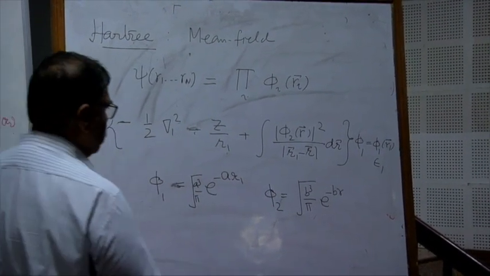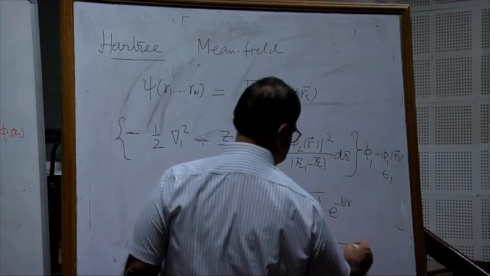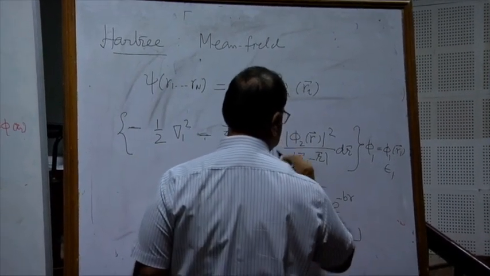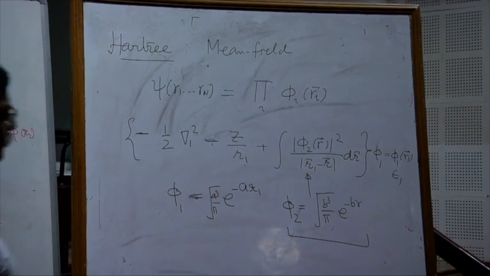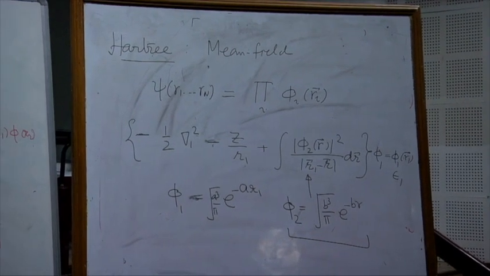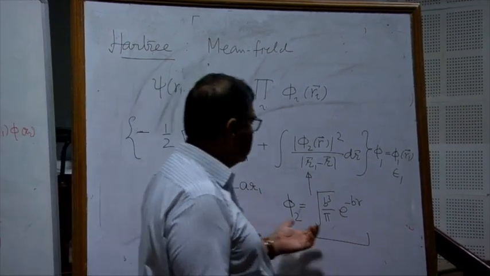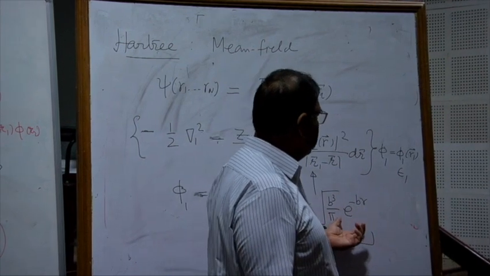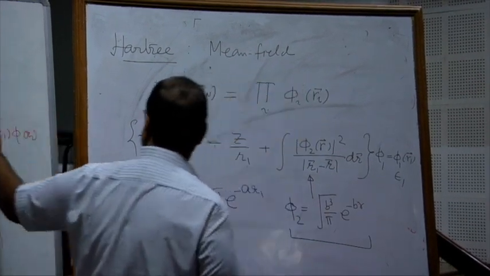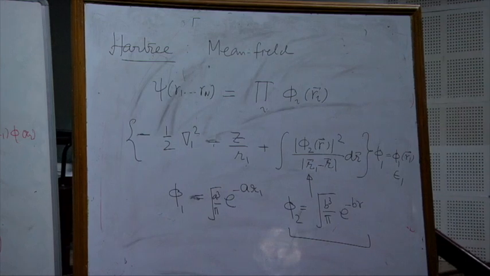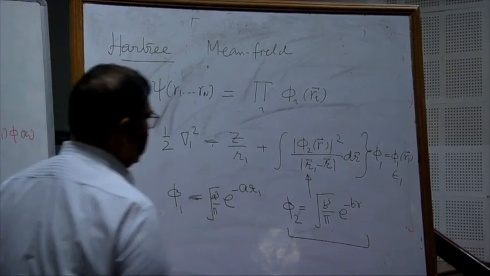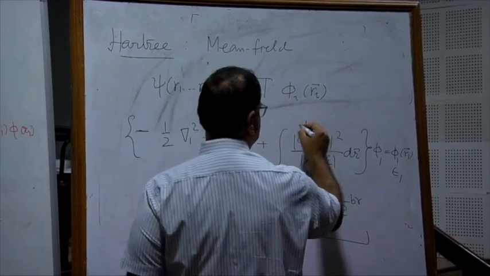I calculate the potential due to this, put it here, and solve. Again, these need not be the exact solutions of the self-consistent equation, but let's take them to be approximate of this form. So I put it here, and this will come out as B, right?